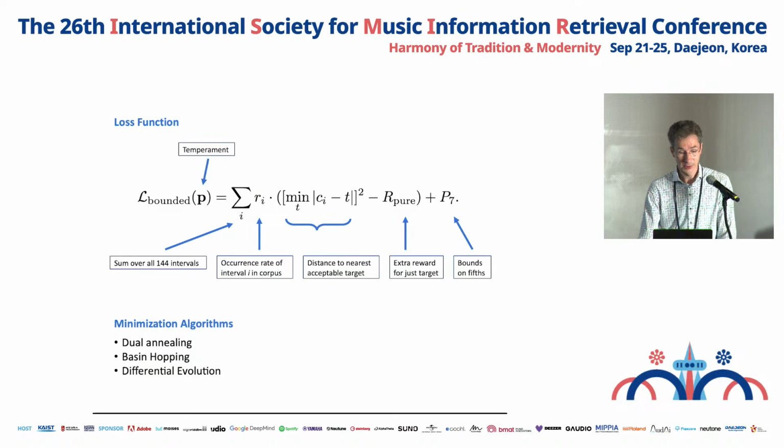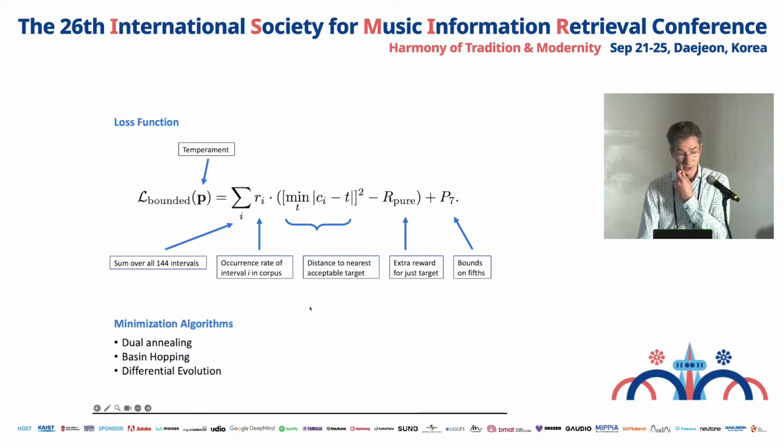This is our loss function. I don't have time here to go over all the terms, but the basic idea is to compute the mean squared error for all the 144 intervals compared to just temperament, to pure. And then weigh these intervals with the occurrence rates of the intervals in the corpus.